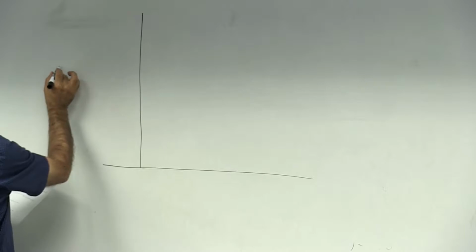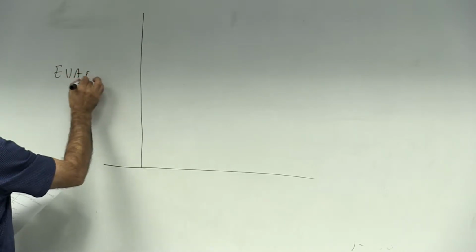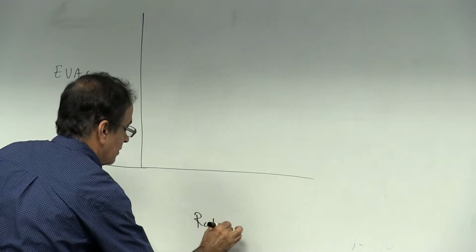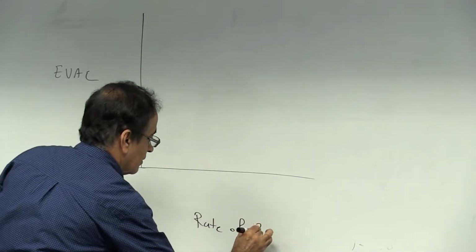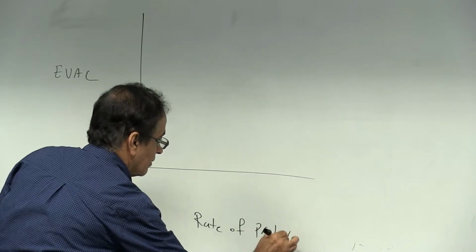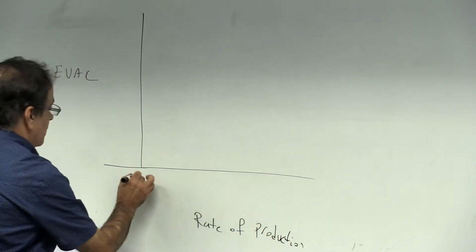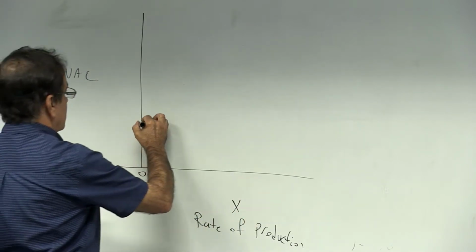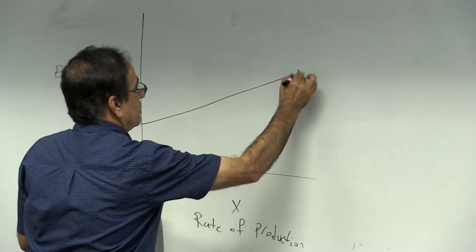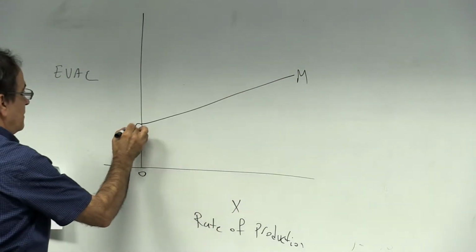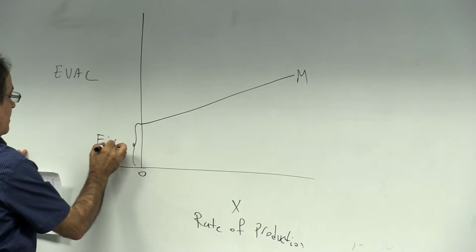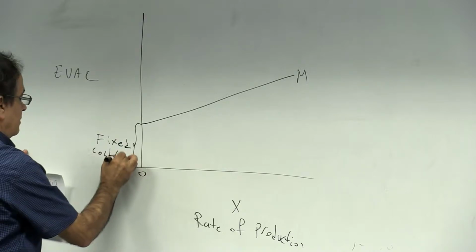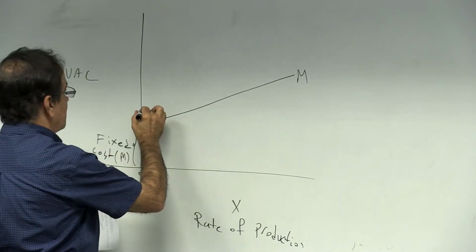On this axis, we have the annual cost. On this one, you have the rate of production. So you can go from 0 to any level, x. Now, this graph represents the manual. So that's basically the fixed cost for the manual. Now, for automated, the fixed cost is going to be a little more.